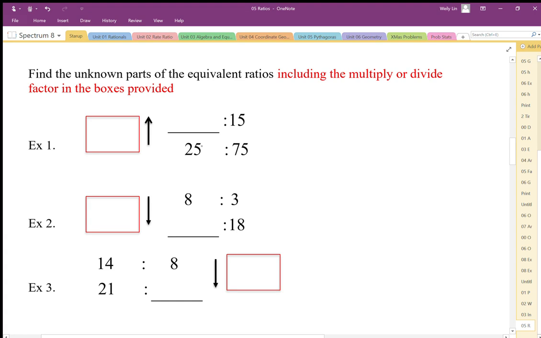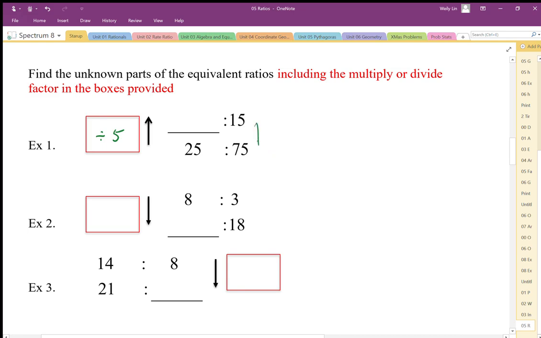So for here we have 25 to 75 comparison. Okay, so we want to know what the term is here that compares to 15. So if we take a look at this here, we can find our multiplier by just dividing. Okay, so if I divide 75 by 15, I get times 5. Now, since times 5 is going in this direction, or sorry, the opposite direction here, we can show this as a divide by 5.